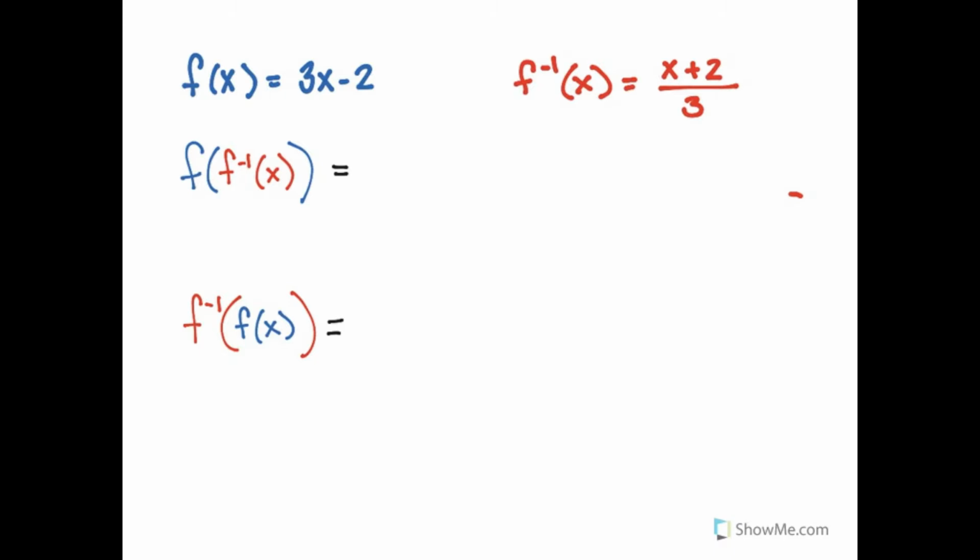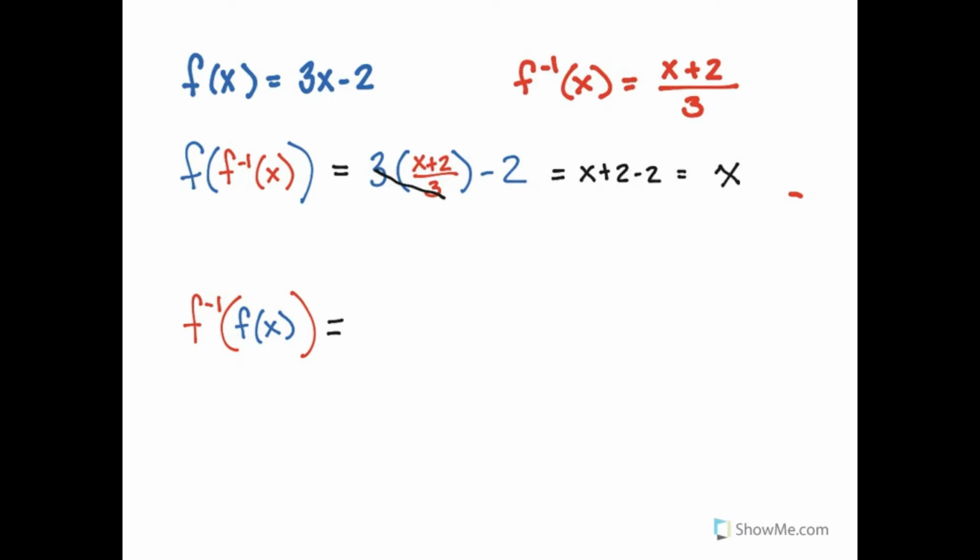So let's try it. f of f inverse means take f and put f inverse where x should be, so I write in f inverse there, and then I simplify. The 3 outside the parentheses cancels with the denominator, so I have x plus 2 minus 2, which is just x.